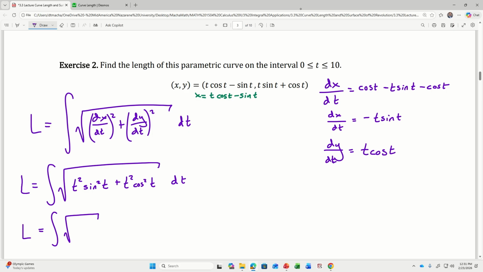Would it just be t squared? It's just t squared. Because you have to think about factoring out the t squared first, and then you get sine squared plus cosine squared, and then you make it a 1, and then you're just left with that t squared you factored out. Well, that's nice. What's the square root of t squared? t.